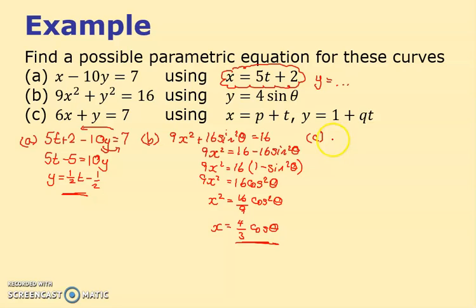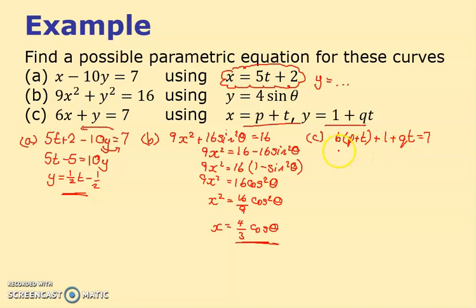It says 6x. So 6x would be 6 lots of p plus t, because it says that x is p plus t. And it says plus a y, well that's 1 plus qt, equals 7. It's a bit weird, isn't it? So if I was to tidy this up, what am I after? Well, I suppose I'm after values of p and q which make this work. That's the only thing I can think of.